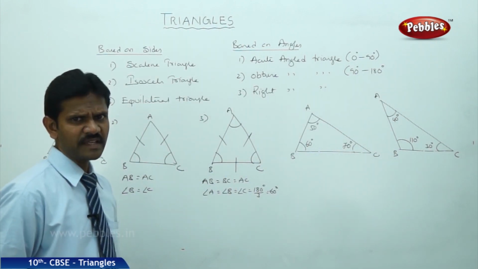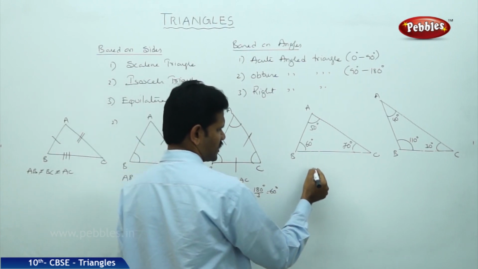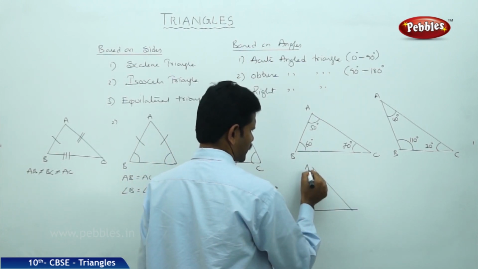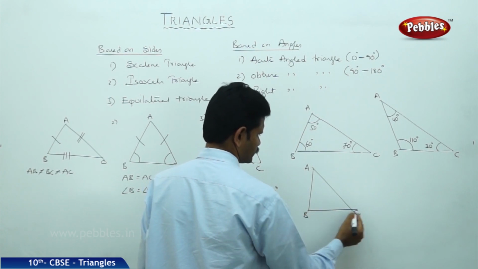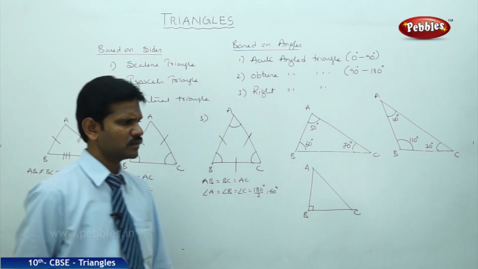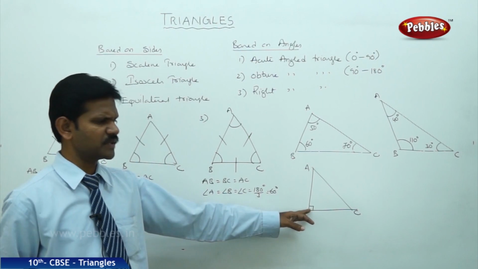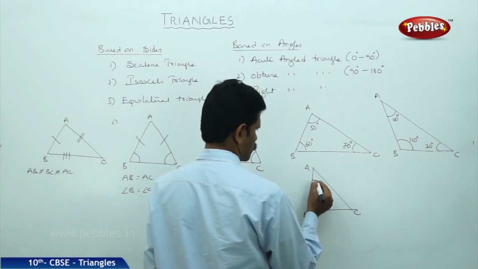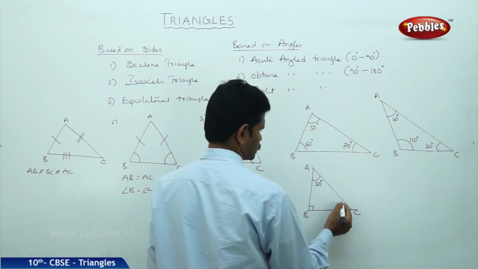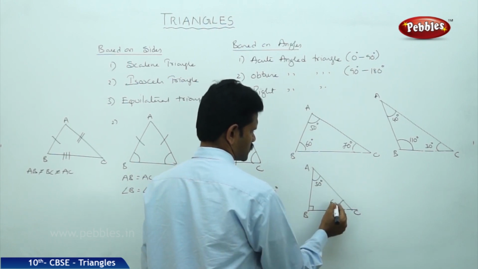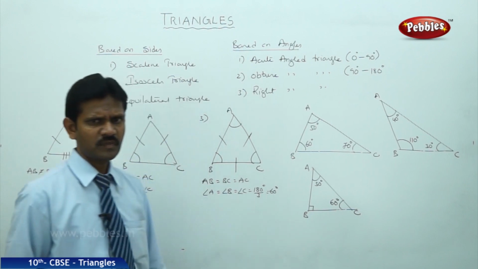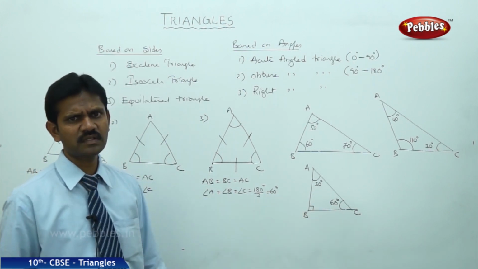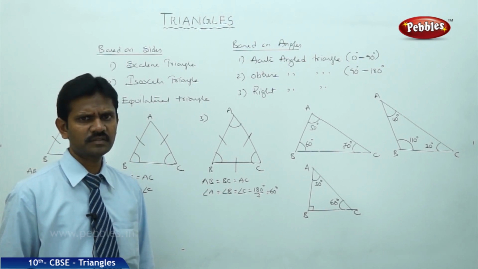Now right angle triangle. A right angle triangle is a triangle in which one of the angles is a right angle. That means in right angle triangle, except the right angle, the other two angles are acute. Suppose this is 30 degrees. Now this is 60 degrees. That is, in a right angle triangle, except the right angle, the other two angles are acute angles.